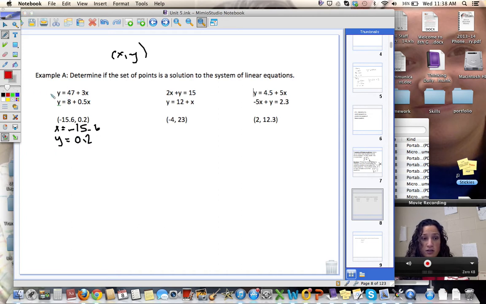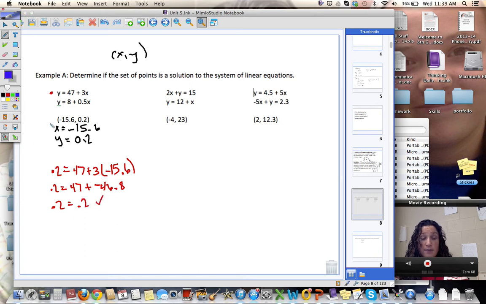For the first one, I'll do red. My y is 0.2 equals 47 plus 3 times negative 15.6. So I'm still going to have 0.2 equals 47 plus a negative 46.8. Then I combine these, this one's positive, this one's negative, so I get 0.2 equals 0.2. This one's good.